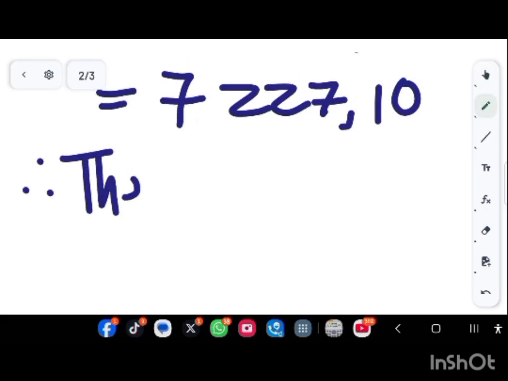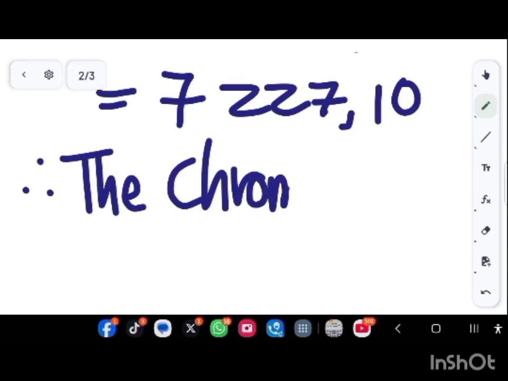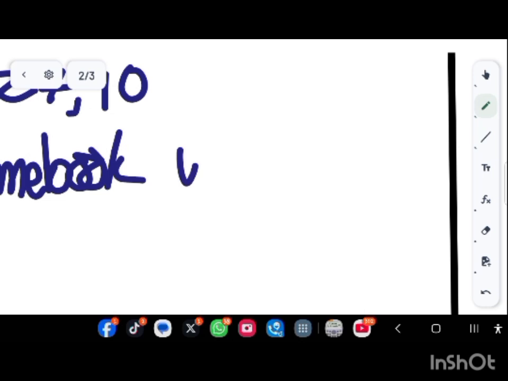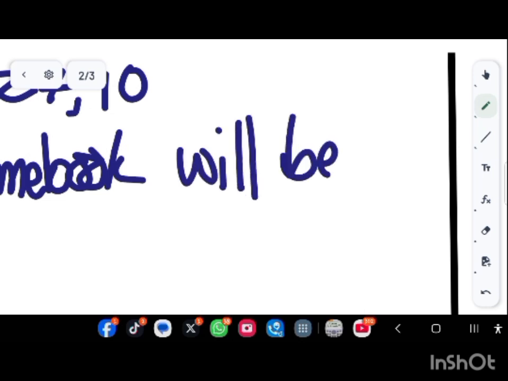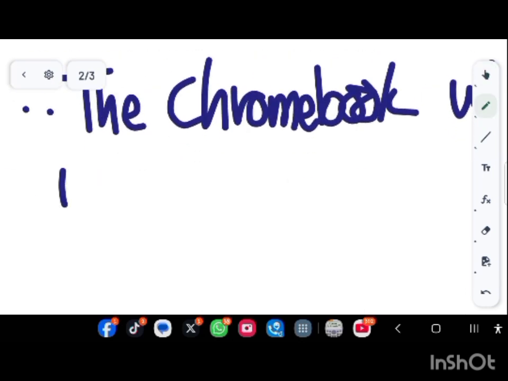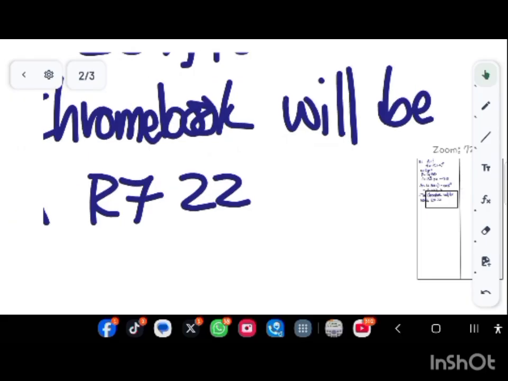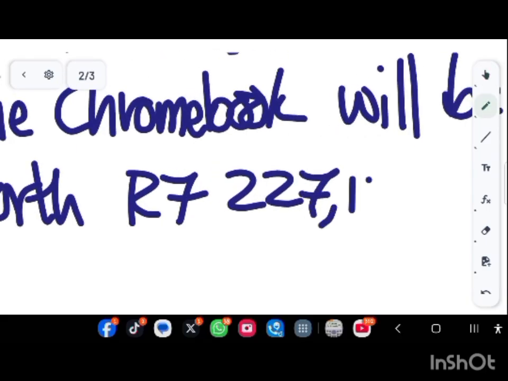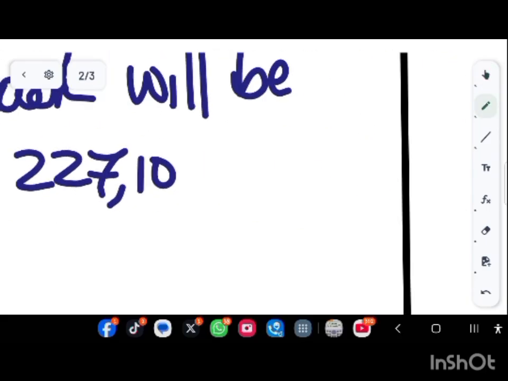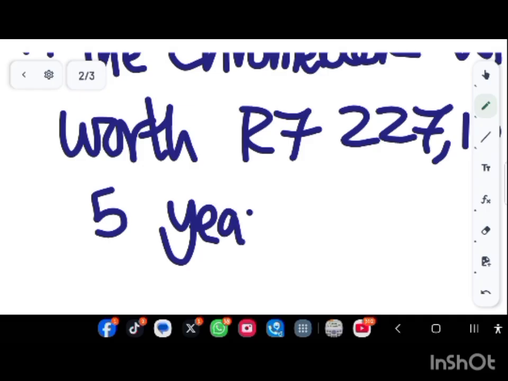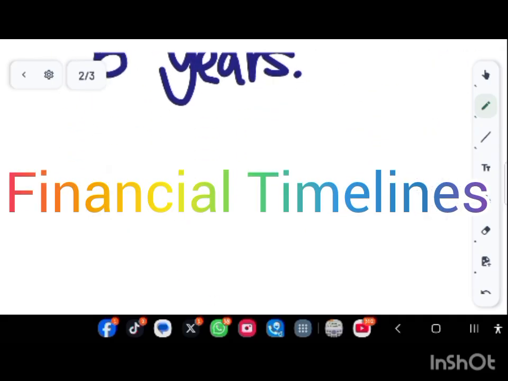Therefore, the Chromebook will be worth 7,227 and 10 cents after 10 years. Is it after 10? No, after 5 years, sorry. After 5 years. And that is your answer. Next question, 8.2.